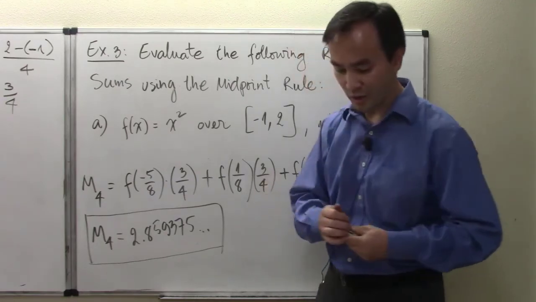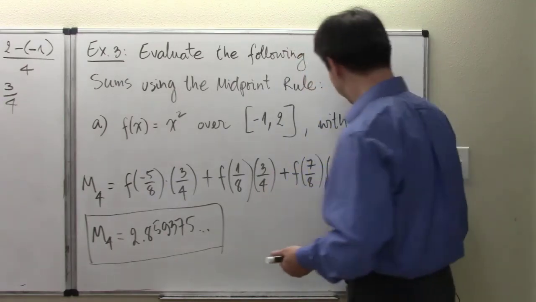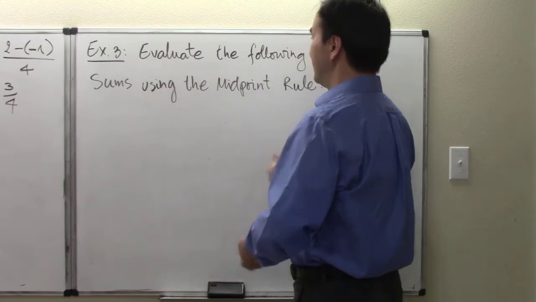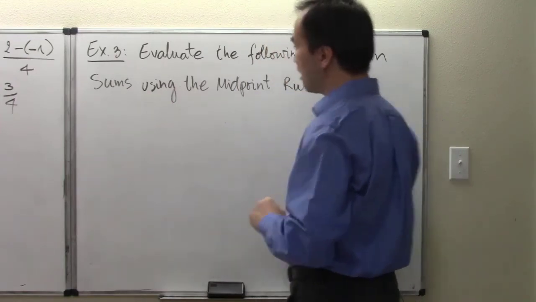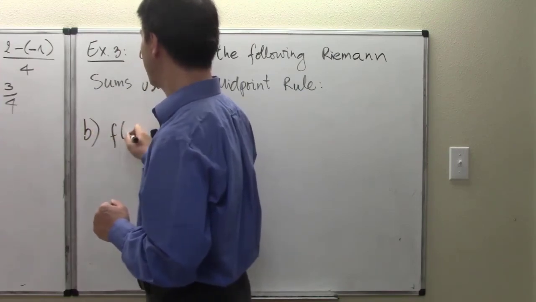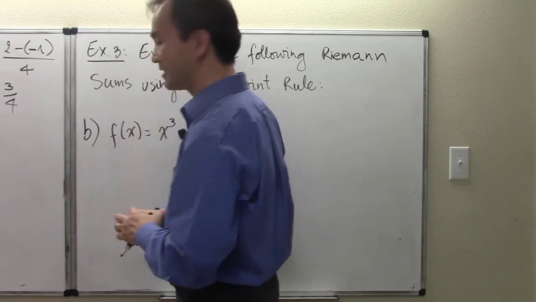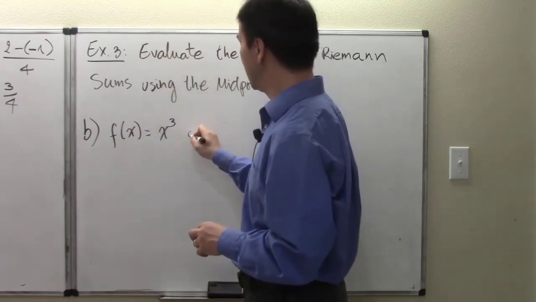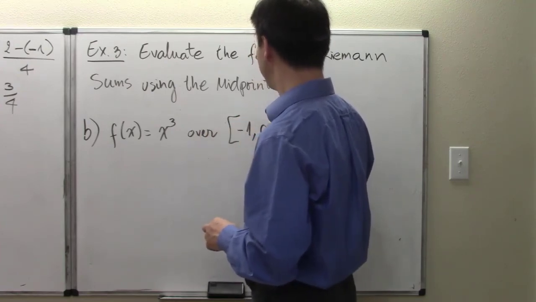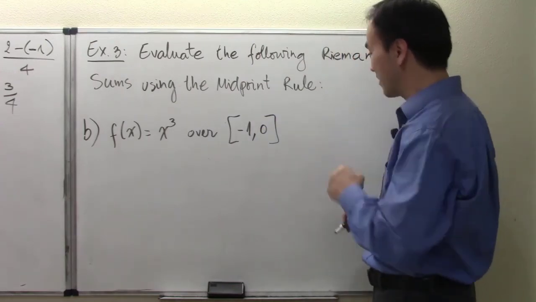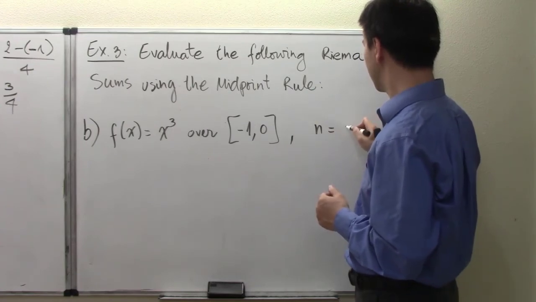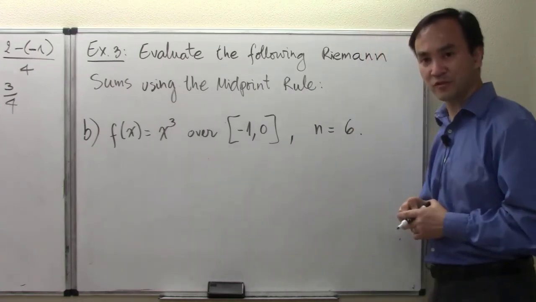All right, and so now we are ready for the next part of our current example. So now it's the same instruction. We want to evaluate the Riemann sum using the midpoint rule. Again, but how about in part B here, let's look at our function being x cubed over the interval from -1 to 0, using 6 subintervals.